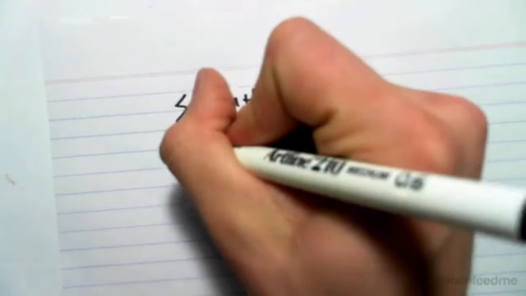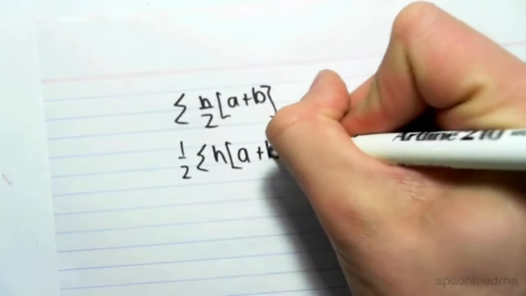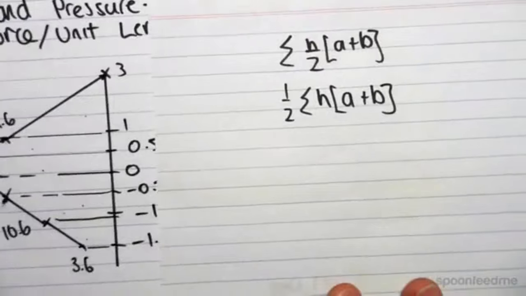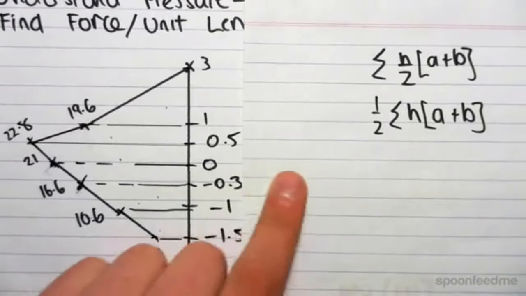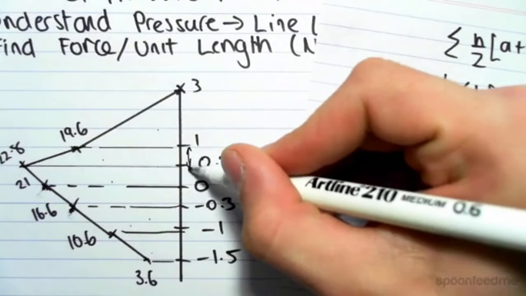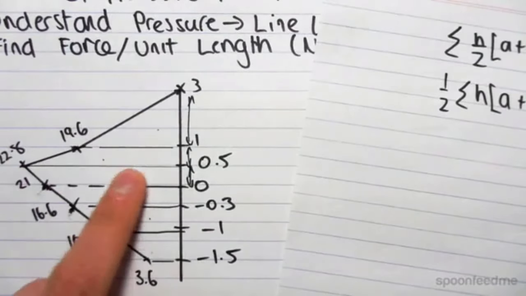Just to make this a bit easier, we're going to pop a half out the front. So we're going to find the sum of h outside of a plus b. If we were to do our example, the h is just the different height levels. So this would be one h, that would be another h, and another h, and the a's and b's are just the actual pressures.